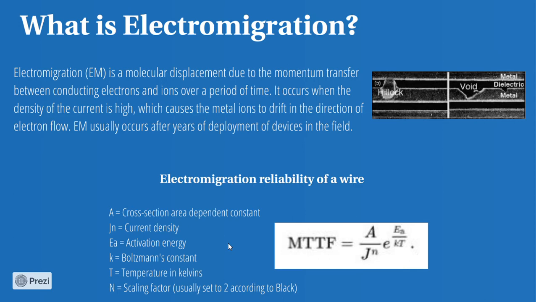Here is how to find the mean time to failure, MTTF, of a metal, using Black's equation. Electromigration reliability of Black's equation: MTTF equals A, a cross-section area dependent constant, times J to the power n, where J is current density, times e to the E sub A over kT, where E sub A is activation energy, k is the Boltzmann constant, T is temperature in kelvins, and n is a scaling factor usually set to 2 according to Black.